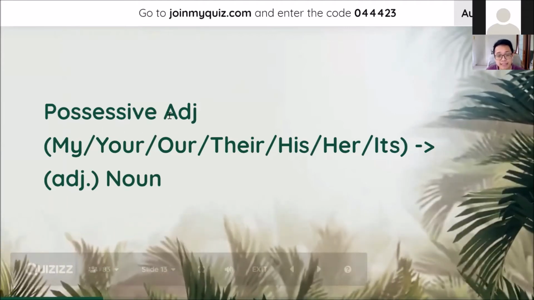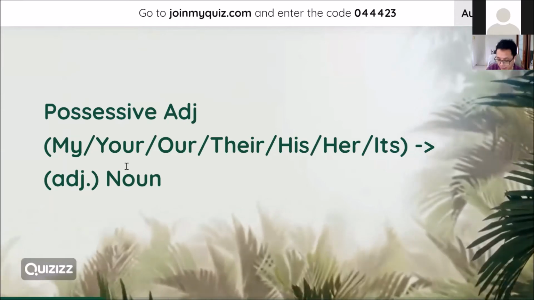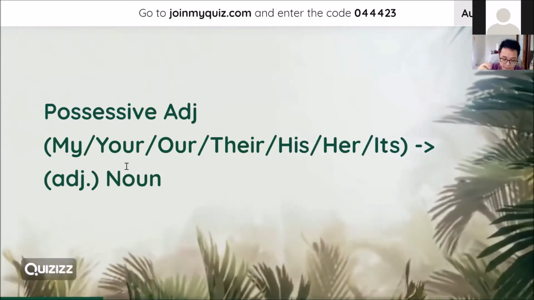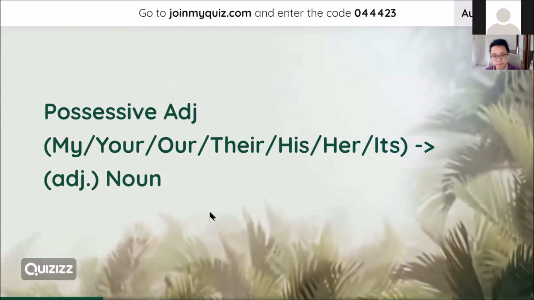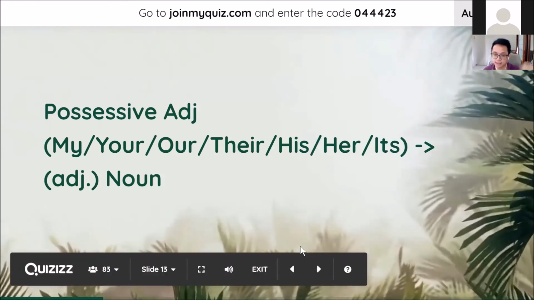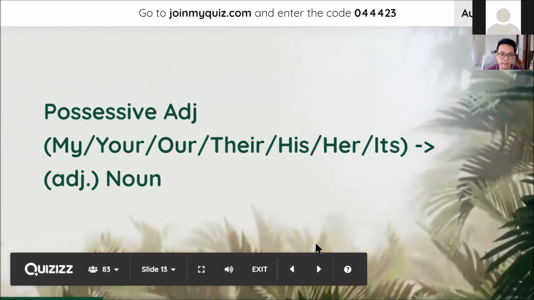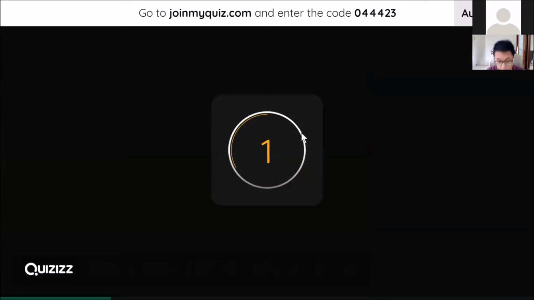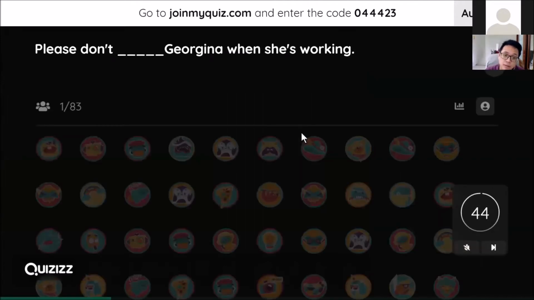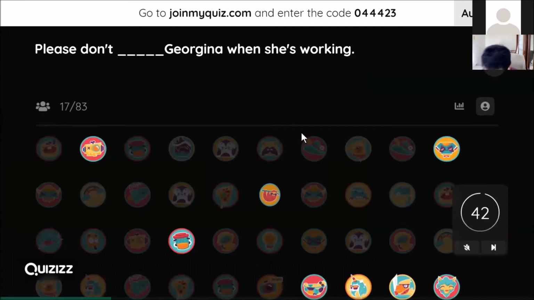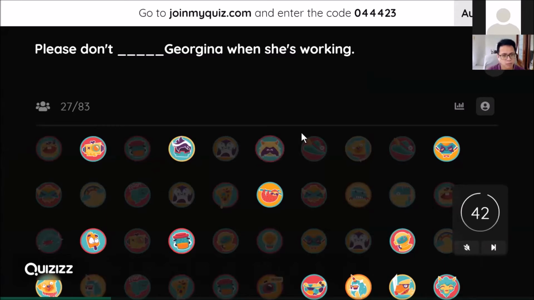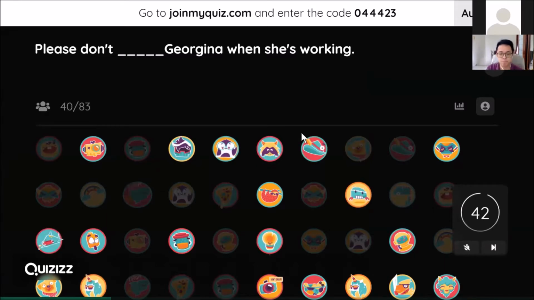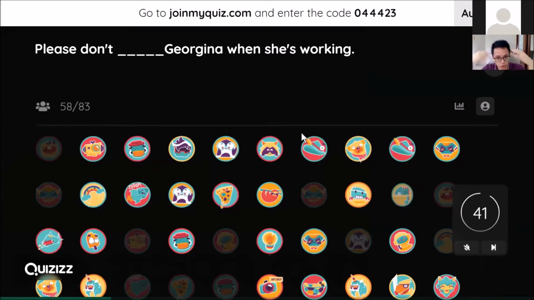So 它们跟 adjective 是一样的，它的用处跟 adjective is the same. It's the same function as an adjective. My, your, our, their, his, her, its. Quite easy. Everyone got it right. Next one. Quite easy, most of it. I just want you to know basic concepts that I'm talking about.